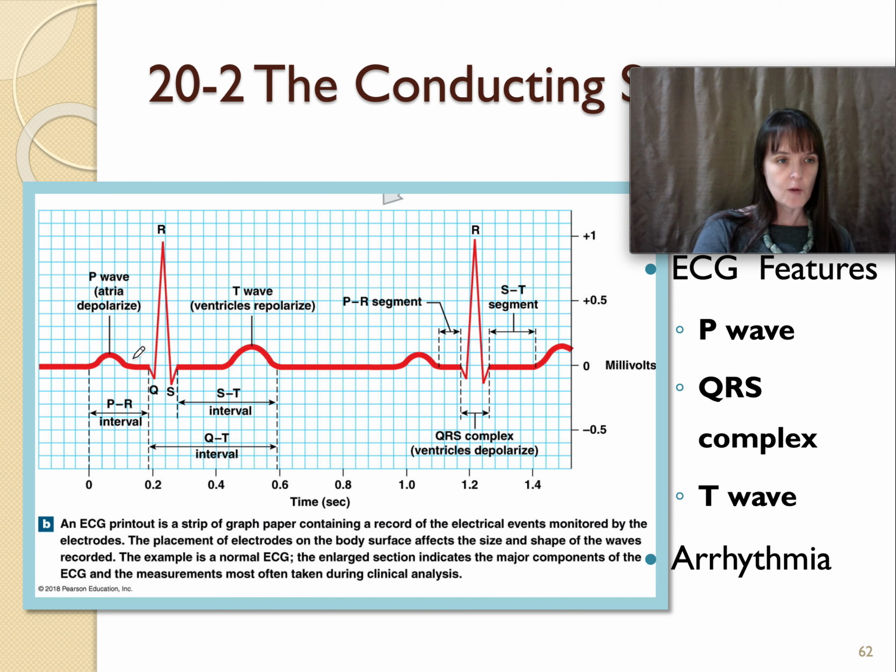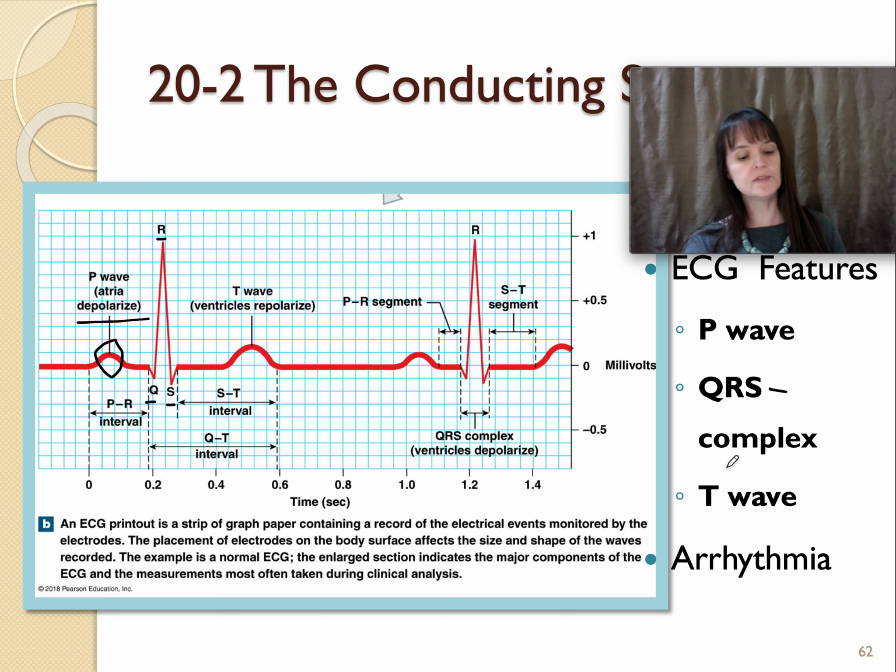The P wave is depolarization of the atria. The QRS complex, QRS, so the Q is down, R is the sharp up, and the S is the little down. The QRS complex is the depolarization of the ventricles and the atrial repolarization.